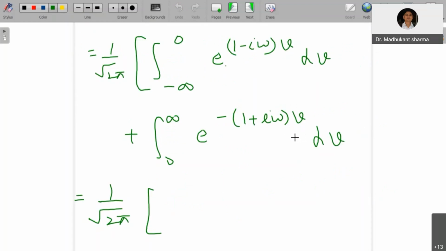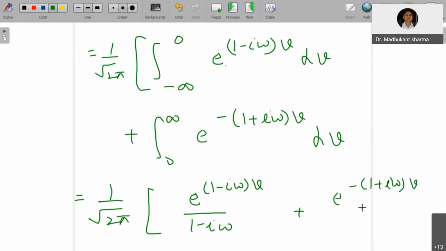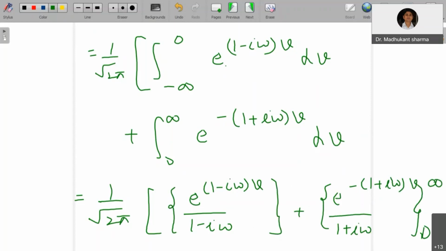Okay, so tending to minus infinity. If you apply this, it is going to be e to the power 1 minus iw v divided by 1 minus iw, plus e to the power minus 1 plus iw v divided by 1 plus iw. Here the limits are 0 to infinity and here the limits are minus infinity to 0. You have to apply the limit way. I'm just leaving that rest of the part to you.